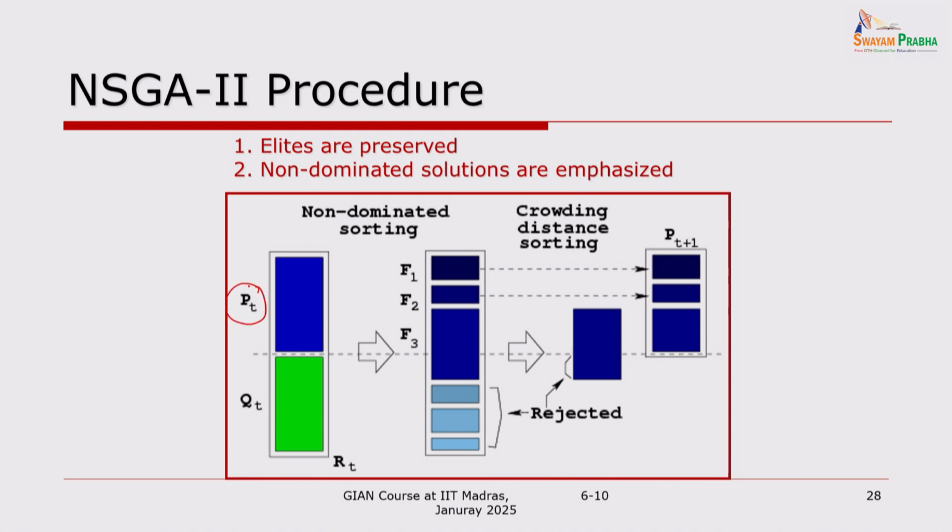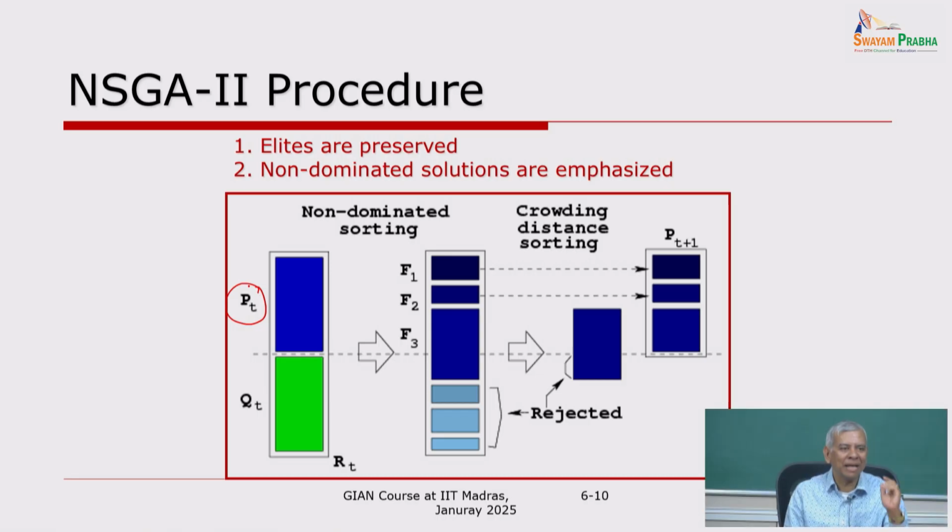We have the parent population at generation T. You apply selection, crossover, mutation, you get QT, the same size as PT. Now what you do, you combine them into one, call this RT. Do a non-dominated sorting. What is that? First find the non-dominated set. Remember the 3, 5 and 6? So that's here, 3, 5 and 6. Those are the best solutions in this entire population.